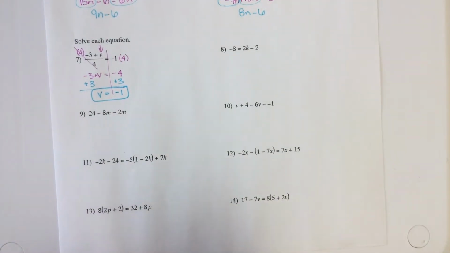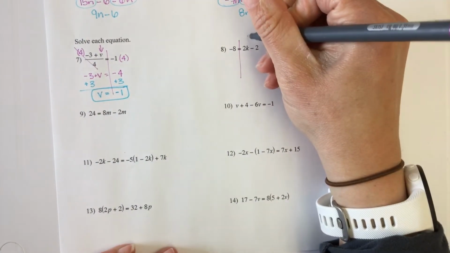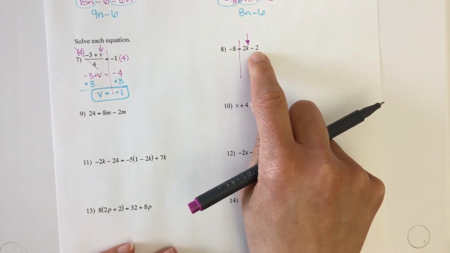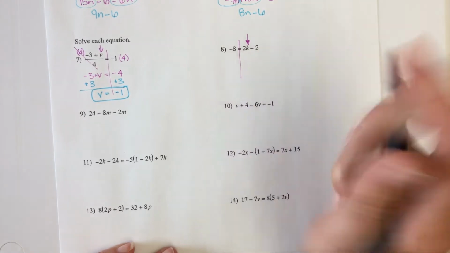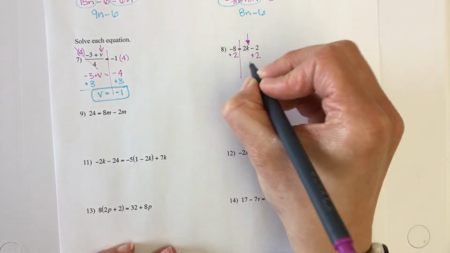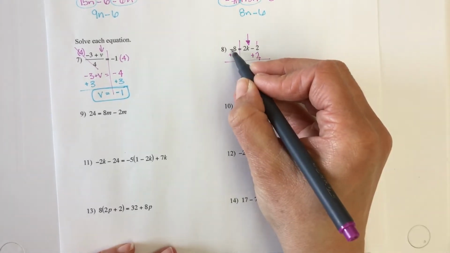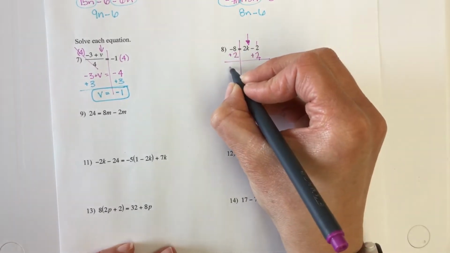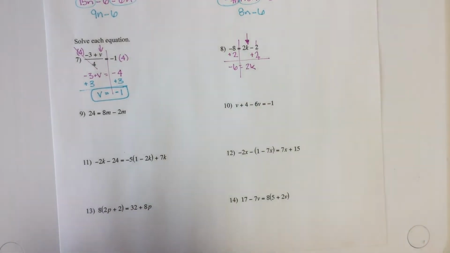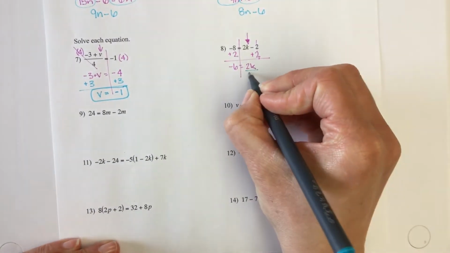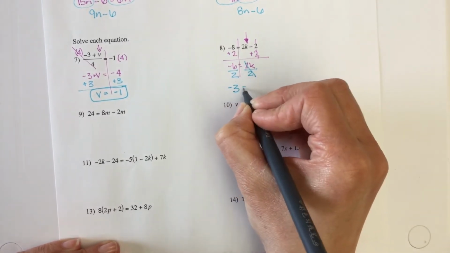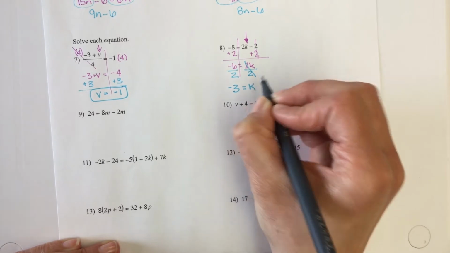Number 8. Again, you can draw your line, locate your variable. Who can you move first, the 2 or the -2? Well, you want to move the 2 that's furthest away, so we're going to add the 2 first. So -8 plus 2 is a -6 equals 2k. Then to get the k alone, we divide by 2. Opposite operation. -3 equals k.